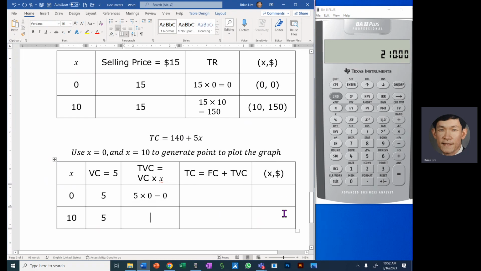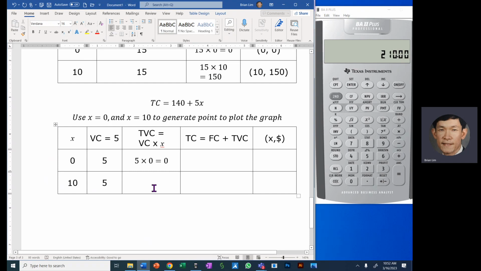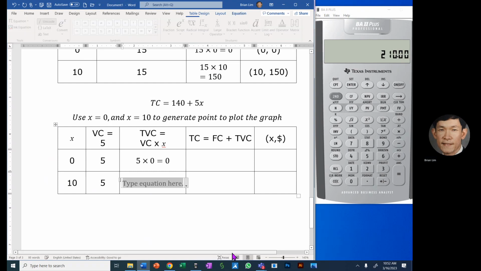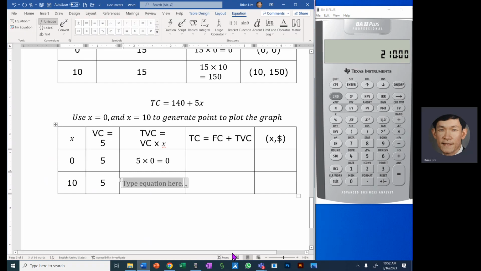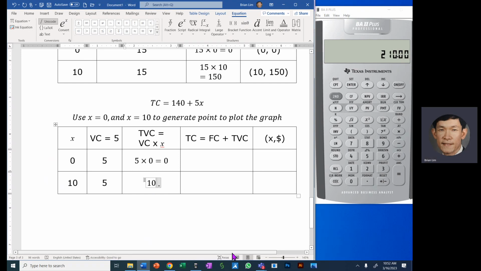And down here, we will have what? Well, this one, we can say it's what? 10, or 0 times 10 or 5. Let's be consistent. Put 5 times 10 is equal to 50.